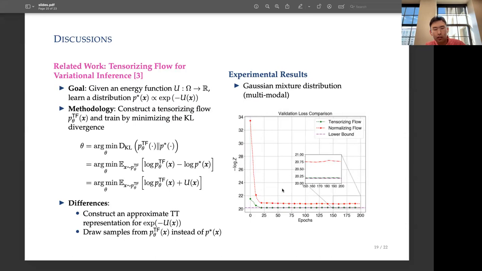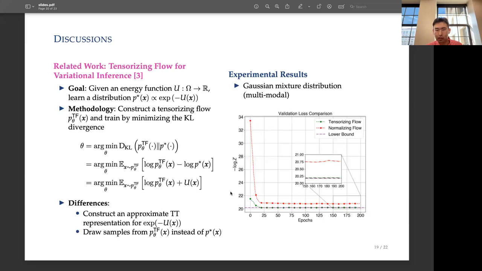So I would like to mention another work by my collaborator Yuhao. With a small change in methodology, the tensorizing flow can also be used for variational inference. The two main differences between variational inference and density estimation are: first, we have to construct an approximate tensor-train representation for exponential minus U(x), in which U(x) is the known energy function or potential. And secondly, we have to draw samples from this p theta instead of P star that we have here. So we are using the samples to refine the density, but here you have to draw samples to refine your variational inference approximation.